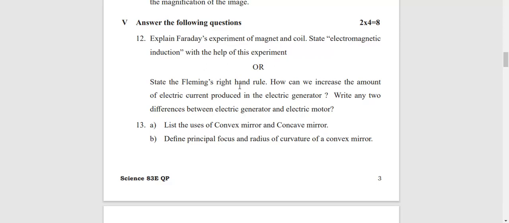State Fleming's right hand rule. For that we have to write a statement of Fleming's right hand rule. Can we increase the amount of electric current produced in the electric generator? And write any 2 differences between electric generator and electric motor. So this question is divided into 3 parts. According to the 3 parts, they will give you the marks, and this question is of 4 marks.